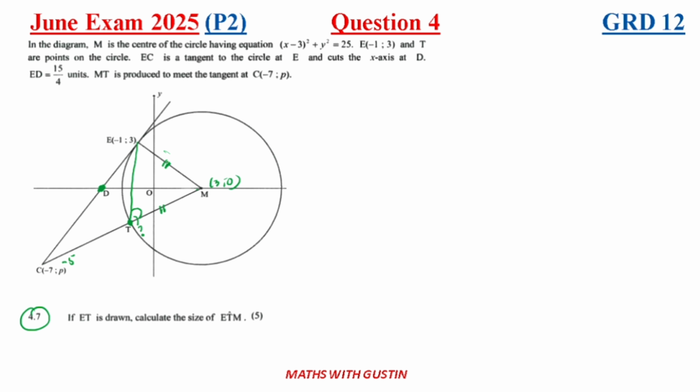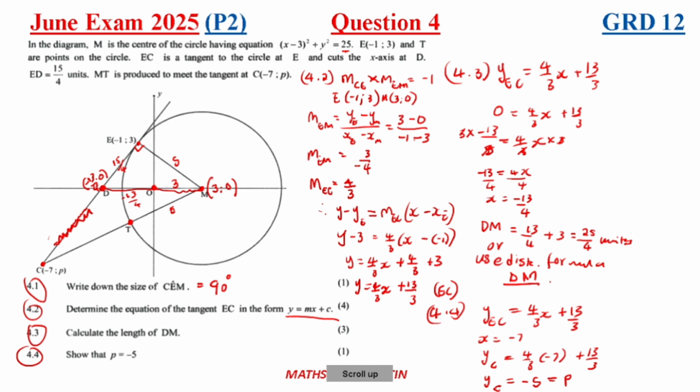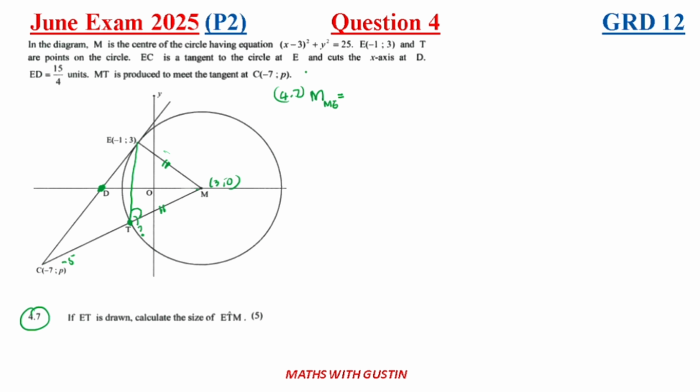If we were to get the gradient of this line ME, okay, 4.7, guys, make sure that you follow. This is worth 5 marks, right? I'm going to try to be as slow as possible so that everybody can follow, but if you don't, please let me know in the comment section below. We calculated it previously. If we go back here a little bit, the gradient of ME is negative 3/4. There it is right there. We did calculate it, guys. So now it's negative 3/4.